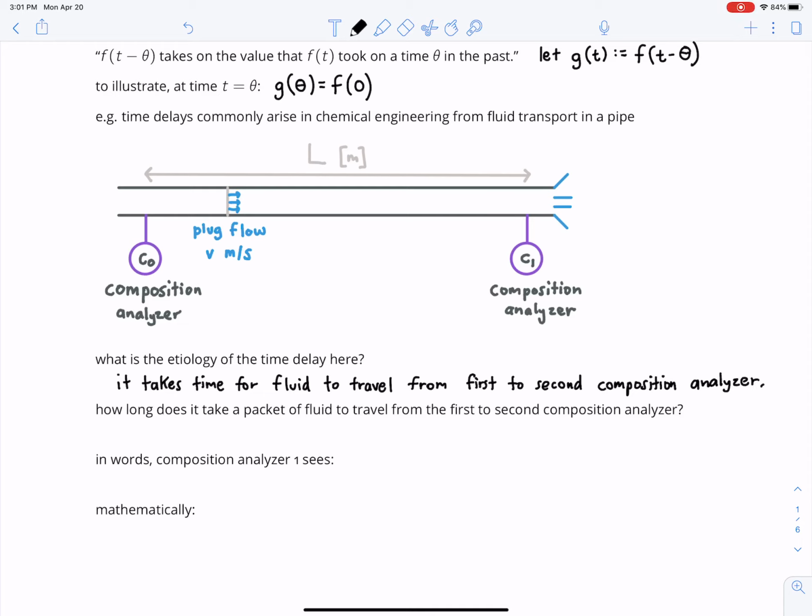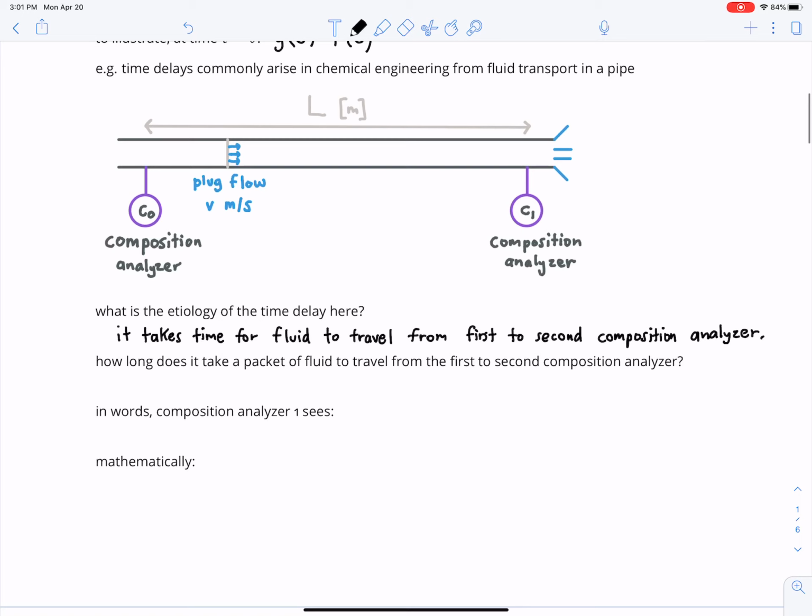How long does it take a packet of fluid to travel from the first composition analyzer to the second one? This is a little exercise in unit analysis. The velocity is in meters per second. And if it's traveling at a constant velocity, which would be the case if the fluid is incompressible and this is a steady state inviscid flow, then the time that it takes to travel from this composition analyzer right here to this one here is L over V.